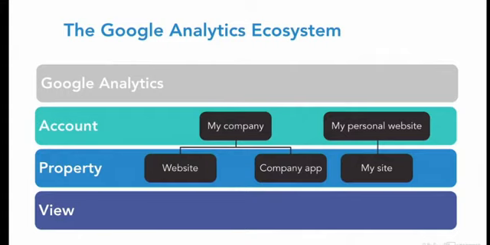Now, within an account is at least one property. We generally recommend a business to have a property for each website or platform. And by platform, I mean, for example, if you have both a website and an application for your business, like a mobile application, you may have two properties and that will report on each individual platform. So one for web, one for the mobile apps.